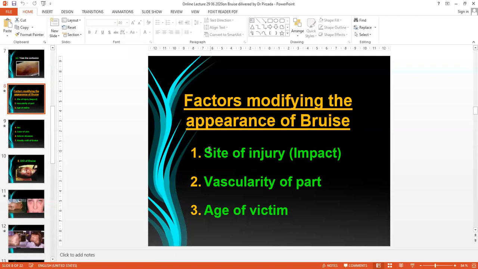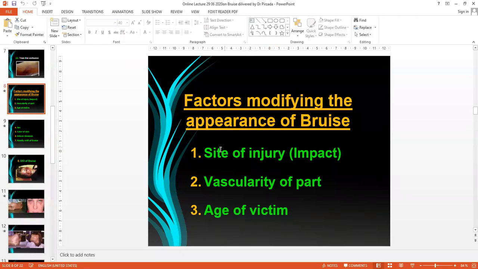so instead of developing a bruise, it leads to laceration. But if the same blow is applied on other areas with more lax tissue, like the face area, like around the eyes, then the bruise tends to appear. So the site of impact is more important.